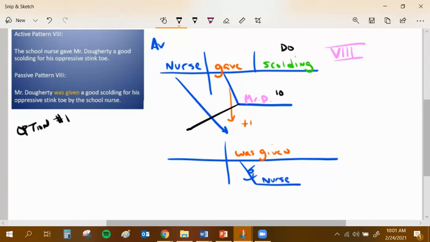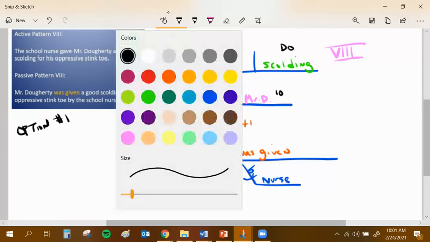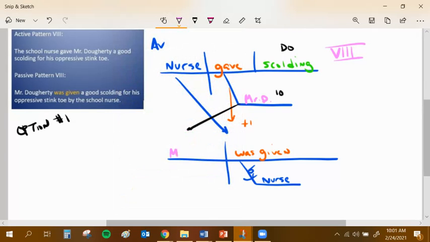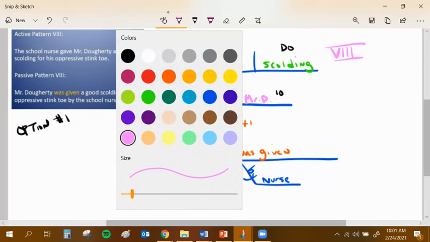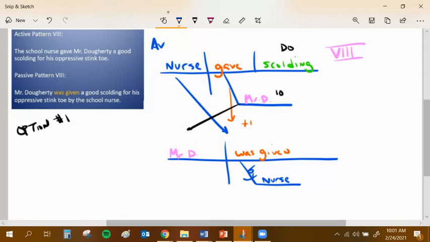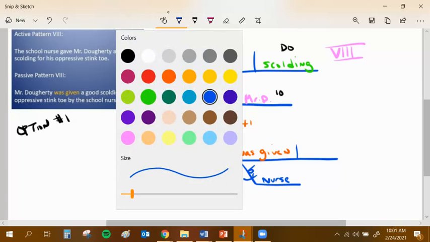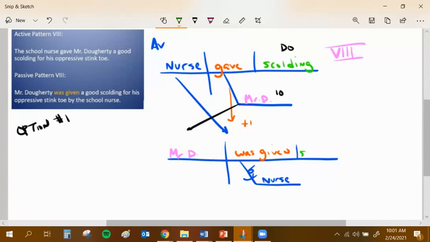So let's bring Mr. Doherty to the front. When Mr. Doherty comes to the front, we're going to put him here as our subject. And the thing is, Mr. Doherty moved, the nurse moved, gave turned into was given, but scolding never moved. So if scolding never moved, then don't move it. So that means that there's still a straight line. It's the worst straight line ever. My goodness, Marsh. There's still a straight line, and then the word scolding is just going to sit there. He didn't get a chance to go anywhere.